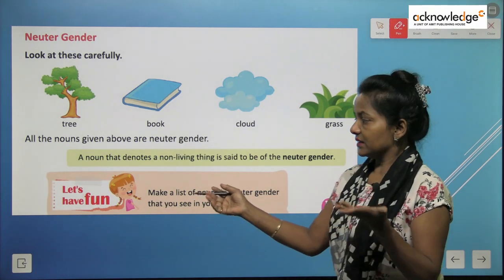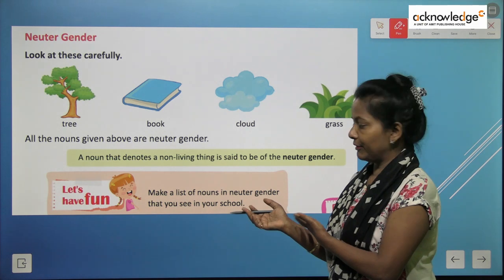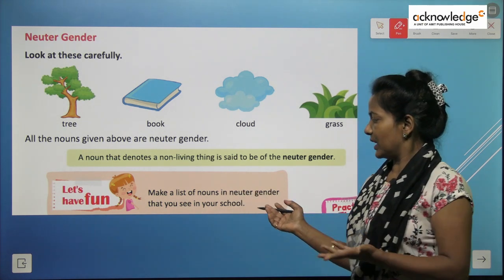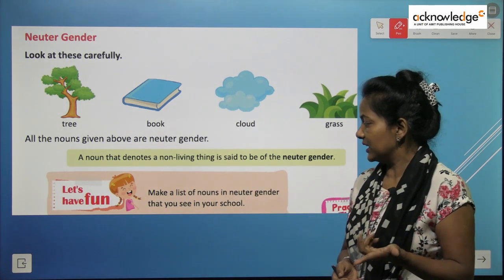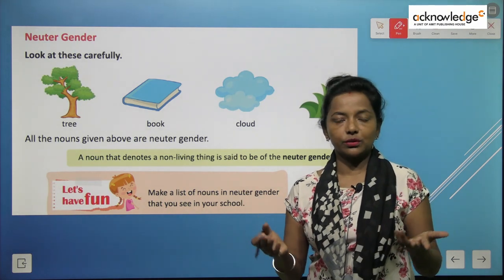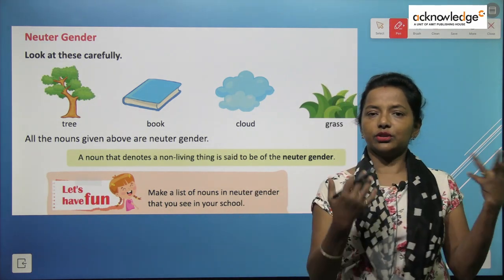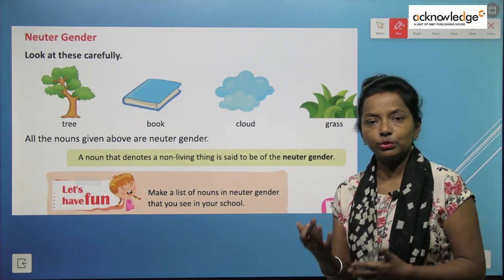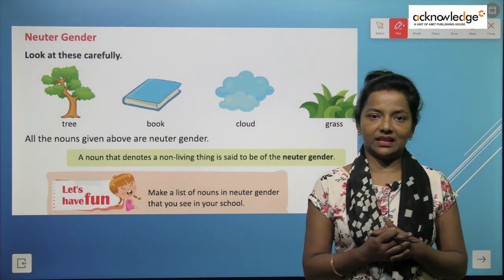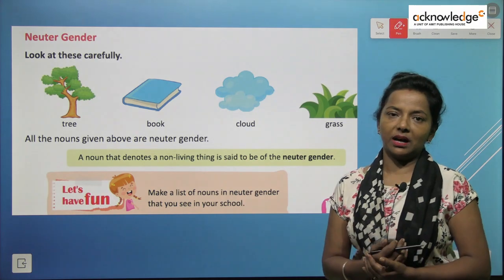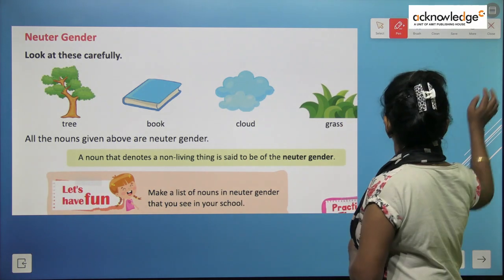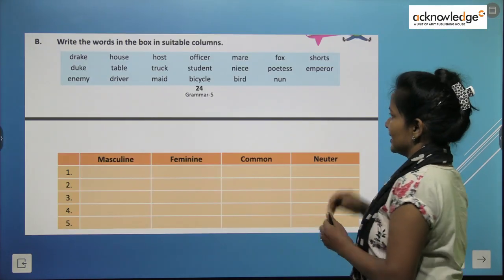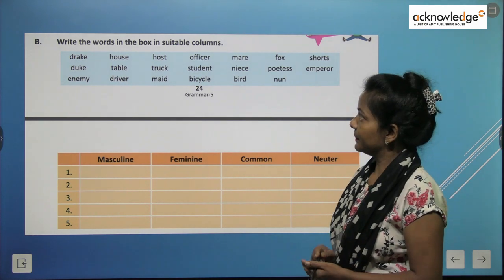So now see, this is a very fun exercise. Make a list of nouns in neuter gender that you see in your school. When you go to school, just go around your school and find out which things come under the neuter gender, means which are non-living things, and you can list them out. Okay? So this is a very fun exercise which you can do yourself.